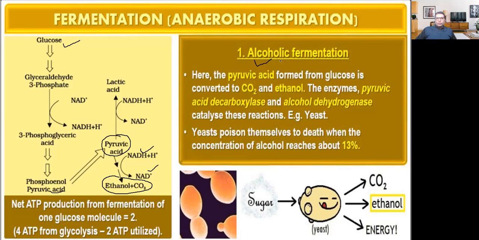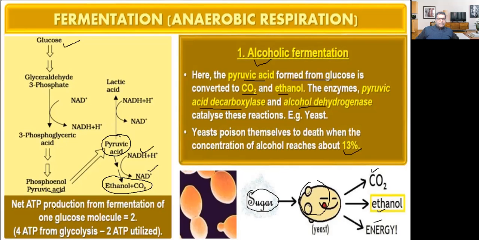So what is alcoholic fermentation? Here the pyruvic acid formed from glucose is converted to carbon dioxide and ethanol. The enzymes pyruvic acid decarboxylase and alcohol dehydrogenase catalyze this reaction. Example, yeast. Yeast poison themselves to death when the concentration of alcohol reaches about 13%. So sugar is converted into ethanol, and carbon dioxide is released by the yeast.